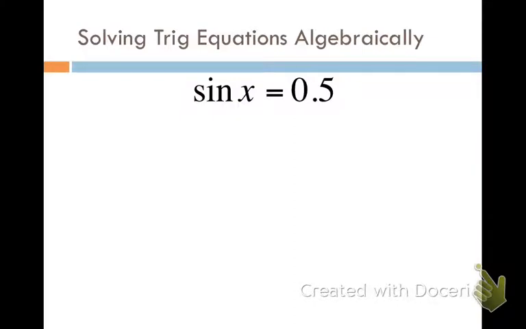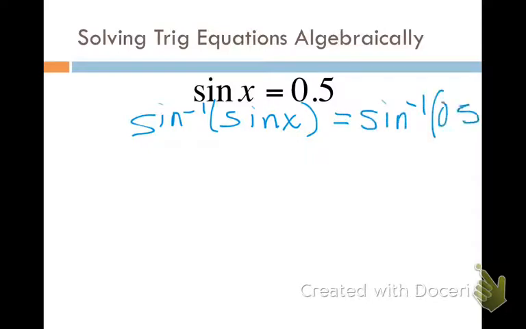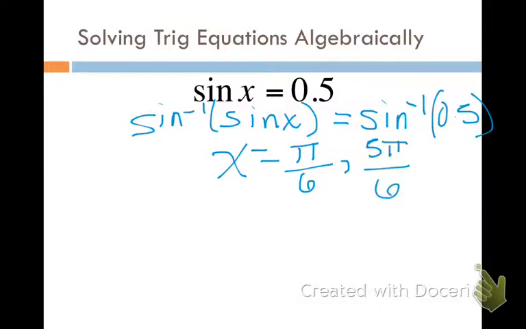Algebraically, what we're trying to do is isolate x by taking the inverse sine of both sides. This isolates the x over here because sine and inverse sine are inverses. And then we are asked to find the inverse sine of 0.5. So the inverse sine of 0.5 in radians is pi over 6 in the first quadrant. There's also another answer in the second quadrant, which before we kind of ignored, but now we're going to consider it. At both of those angles, the sine value would be 0.5.